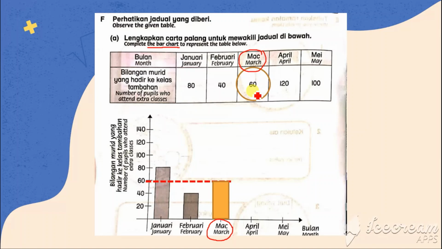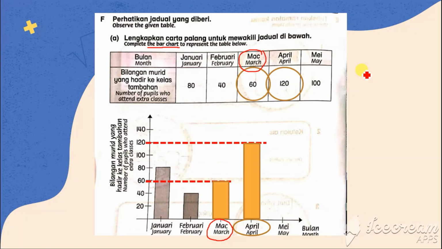Okay, let's go for April. In April, they have 120 pupils who attended extra classes. So you're going to put this line and also draw the bar up to that line, so it will be precise. Next one, we're going to look at May. It is 100. We're going to draw the line and also draw the bar. Okay, so now we have a complete bar chart. It's supposed to look like that.